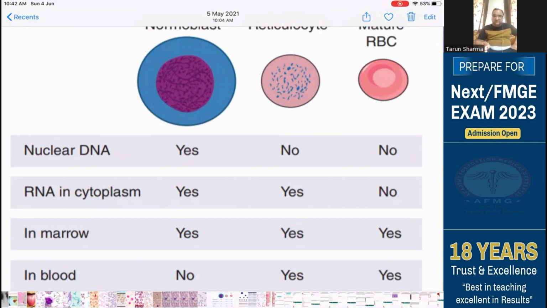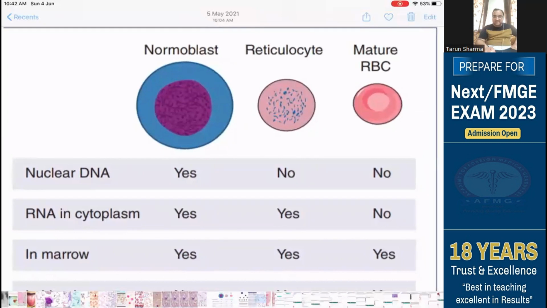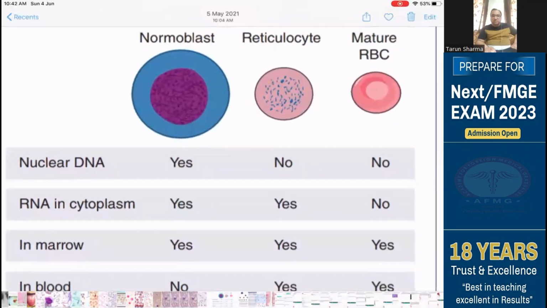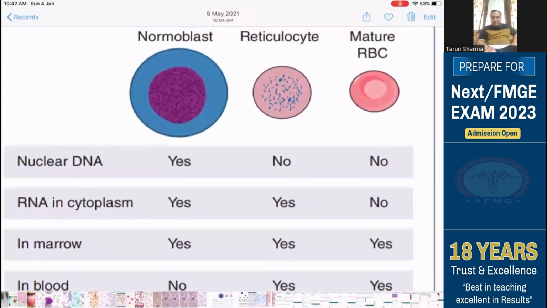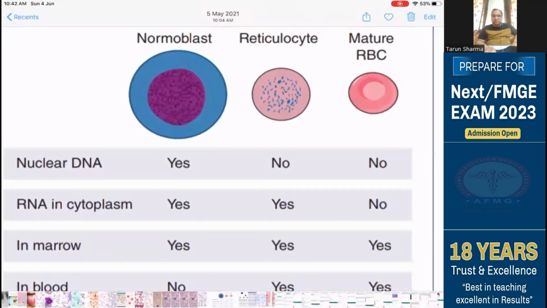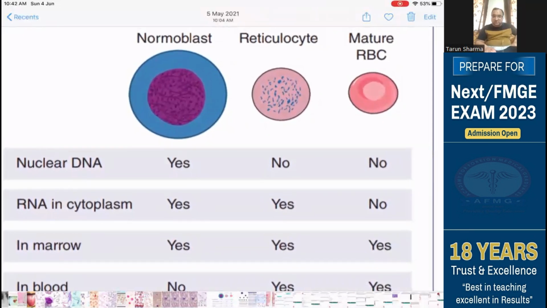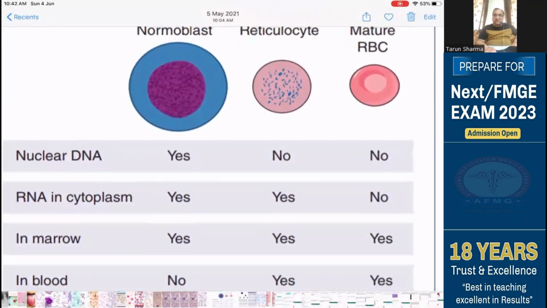Which erythroid cells contain the nucleus? The blast cells, the normoblasts, also called erythroblasts. So erythroblasts or normoblasts are the cells in the marrow which contain the nucleus. Otherwise reticulocytes and RBCs are both anucleate cells. So please remember, reticulocytes are not nucleated cells; reticulocytes are also anucleate cells. Then what is the differentiating point between the reticulocyte and mature RBC?